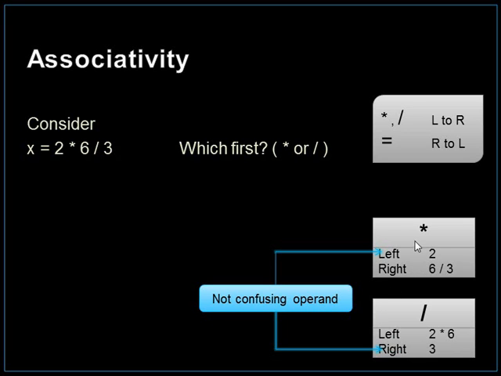Now what is the associativity of multiplication or division? Multiplication is left to right, division is left to right. So the one whose left operand is not confusing, because its associativity is left to right, will be solved first. So naturally multiplication will be solved first, right? Because its left operand is non-confusing. Then only one operator remains, so x equals 4.